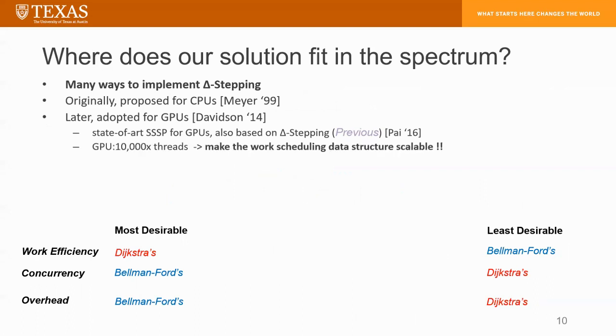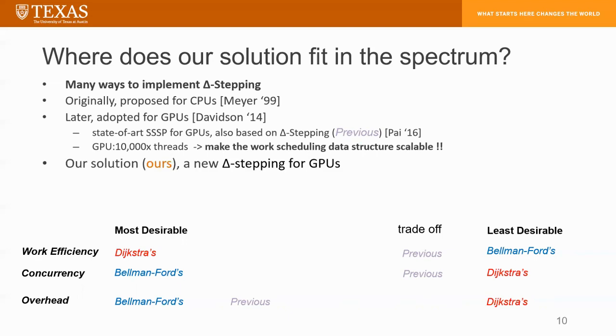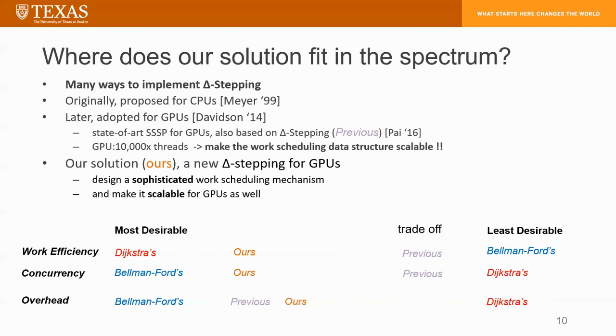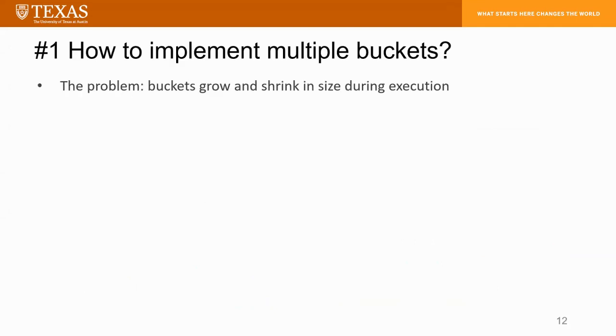The key issue in implementing data stepping on GPU is that we must make the data structure scalable, because a GPU has 10,000 threads. So it must be relatively simple and have a lower overhead. That was the focus of the previous algorithms. But as a trade-off, it has a negative impact on work efficiency and concurrency. Our solution is also based on data stepping, but we want to use a more sophisticated work scheduling mechanism so we can have better work efficiency and concurrency, and we want to make this complex scheduling technique scalable for GPU as well.